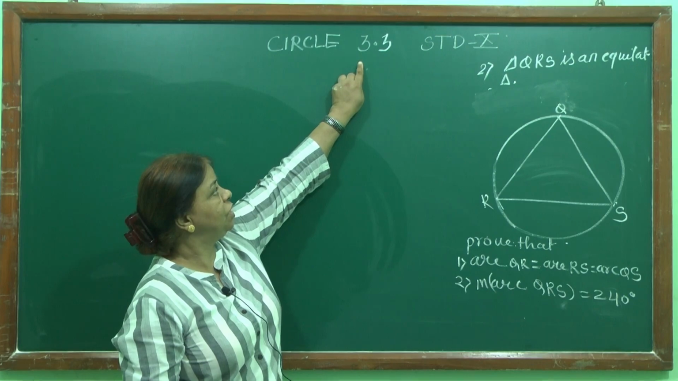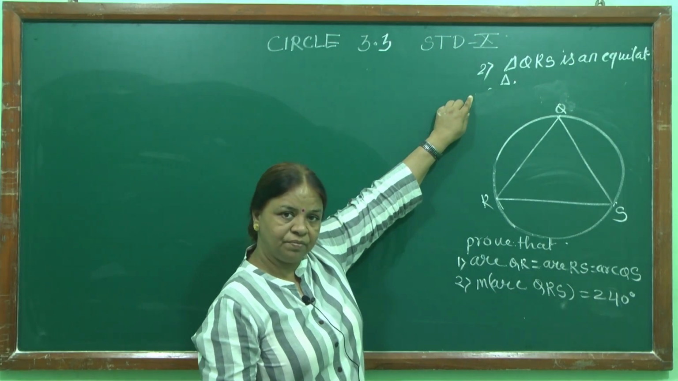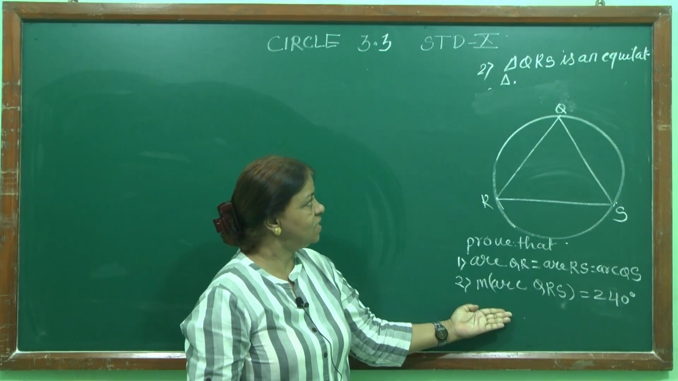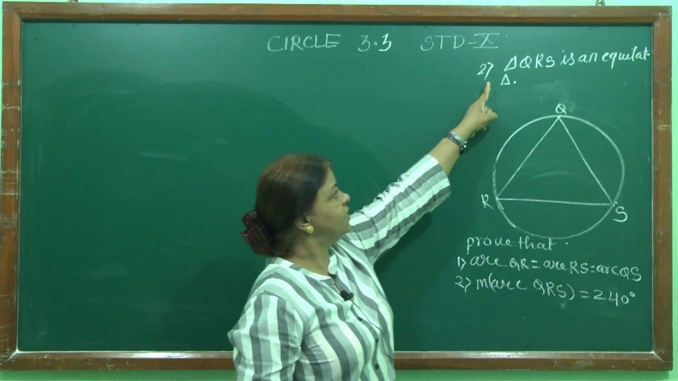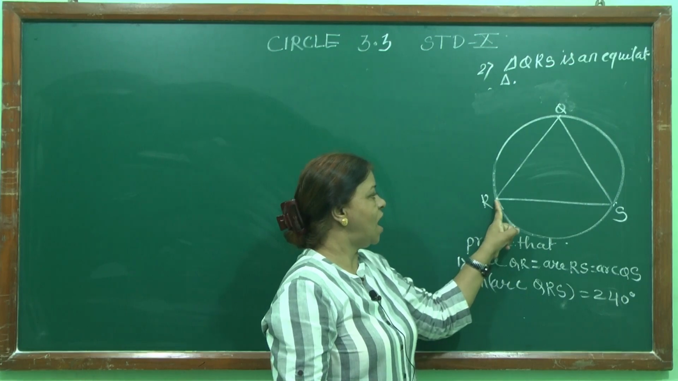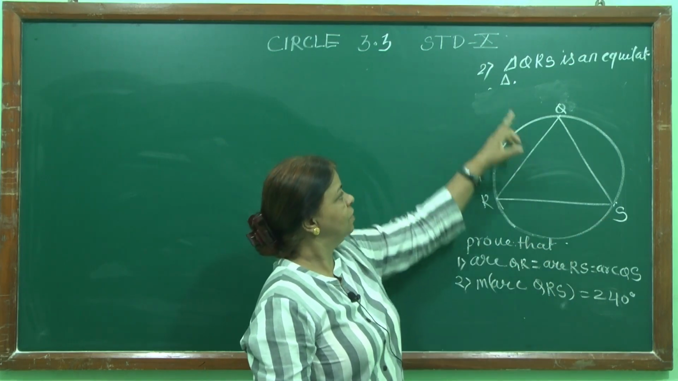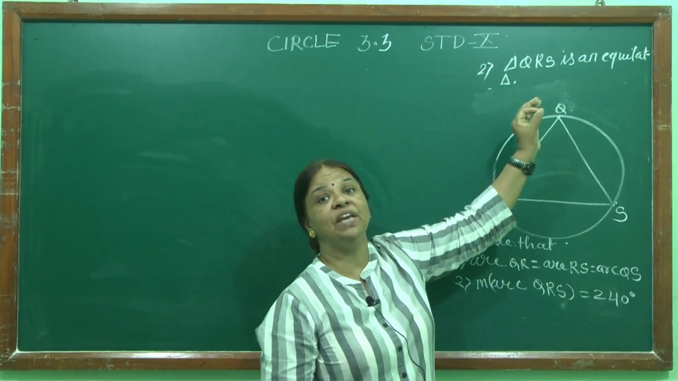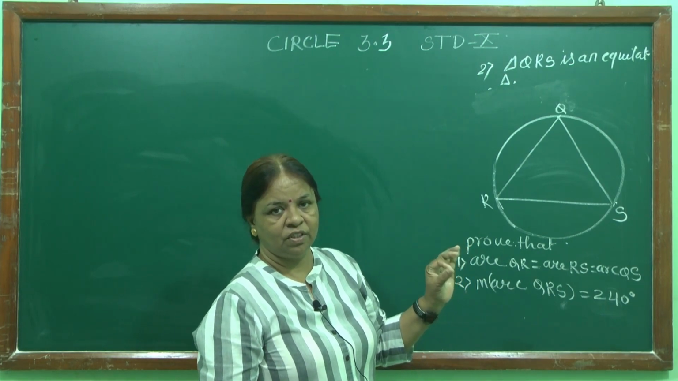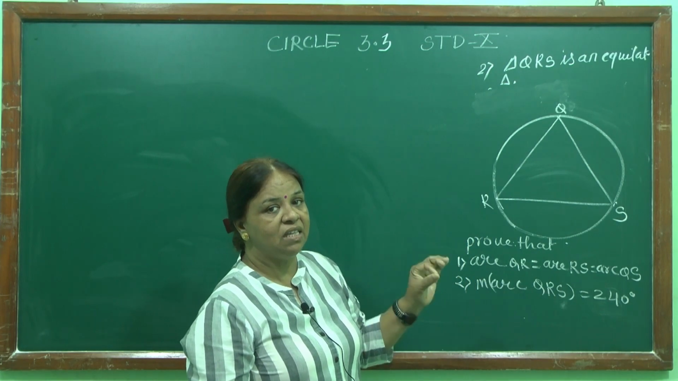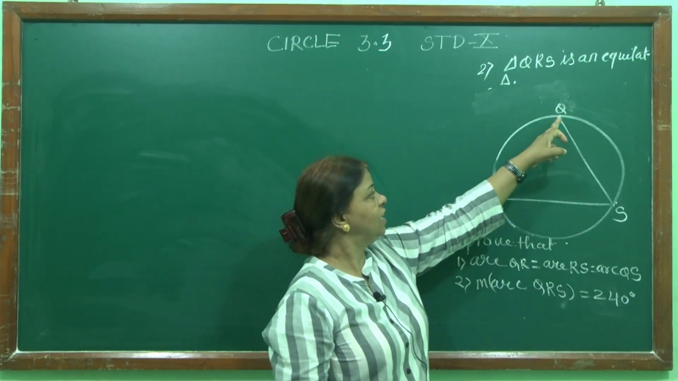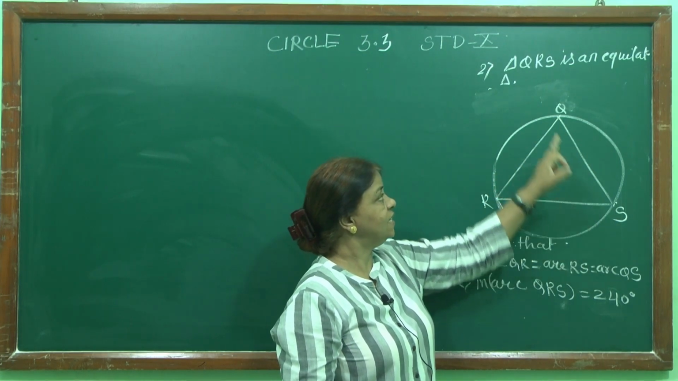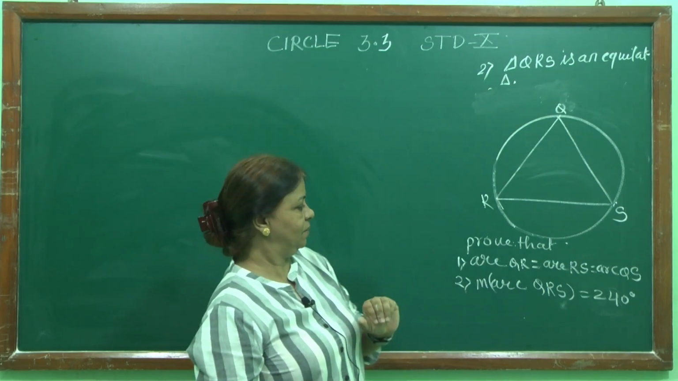Children, now we have 3.3 exercise, second sum. Let us understand the sum first. You can see on the board there is triangle QRS and it is given it is an equilateral triangle. Equilateral triangle means all the sides are equal. So triangle QRS is an equilateral triangle.